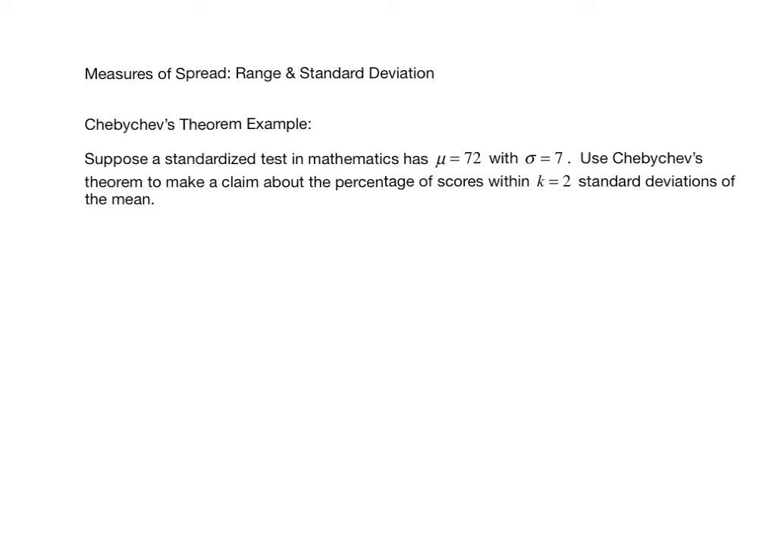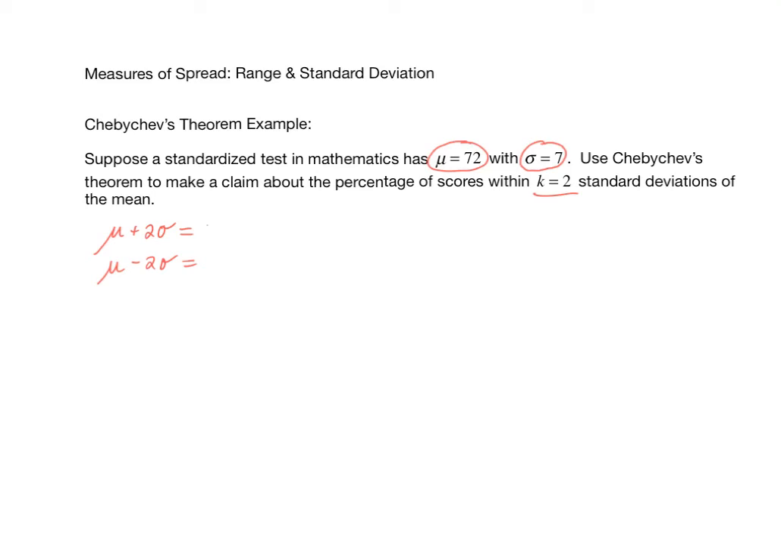So again, the population mean of the test was 72, and the population standard deviation was 7. We want to use Chebyshev's theorem to make a claim about the percentages within k equals 2 standard deviations of the mean. So we need to first go 2 standard deviations above the mean, and then we also need to compute what's 2 standard deviations below the mean. This is the mean, and you add on 2 standard deviations means 2 standard deviations above the mean, and this would mean 2 standard deviations below the mean. Well, let's do those computations.